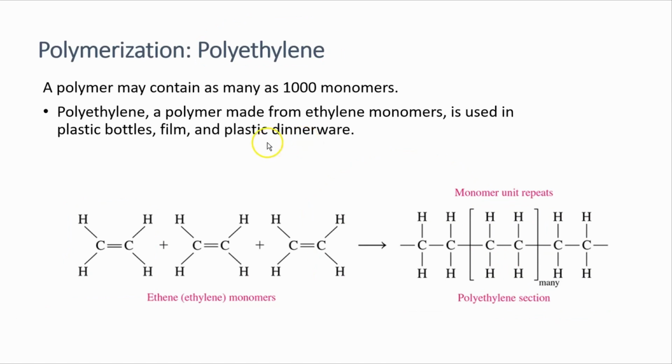Let's look at one example of a polymerization reaction: the reaction of ethene monomers to form a long chain polymer, polyethylene. It's a widely used polymer material. Now let's see what exactly happens in this reaction. There are three ethene monomers that you see here. As they are added together, what happens to these carbon-carbon double bonds?